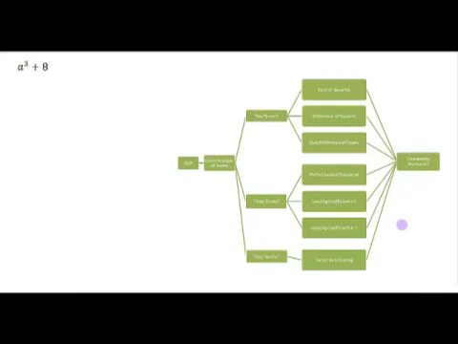A cubed plus 8. Let's check for a greatest common factor. There is none here, so we'll count the number of terms. 2 terms. So, is it a sum of squares? No, a cubed is not a square and 8 is not a square. So it can't be a difference of squares either. It's a sum of cubes.